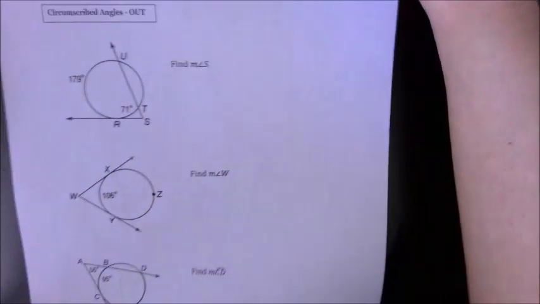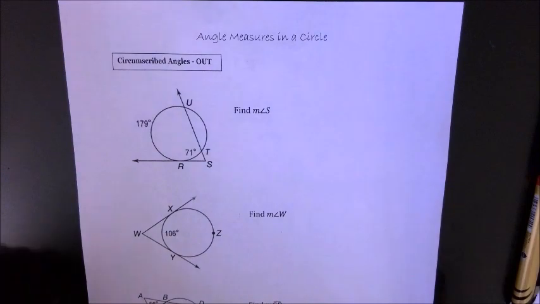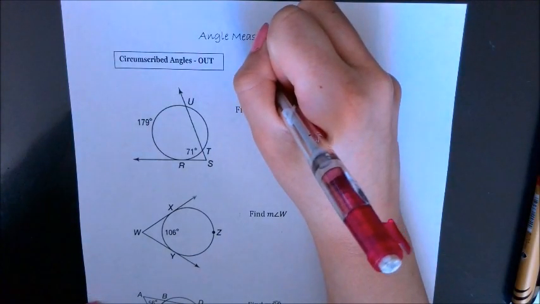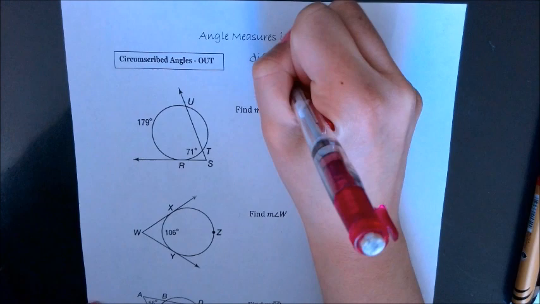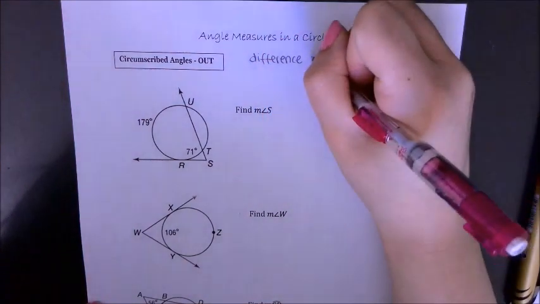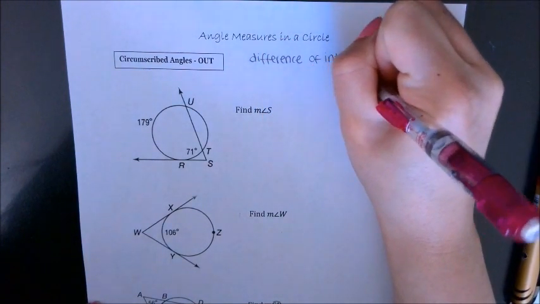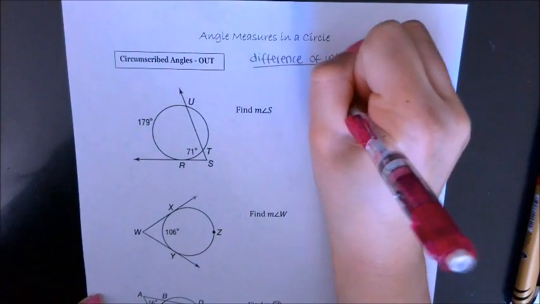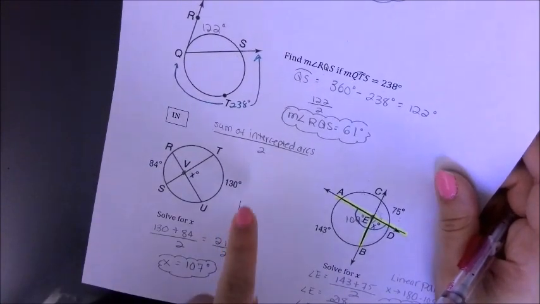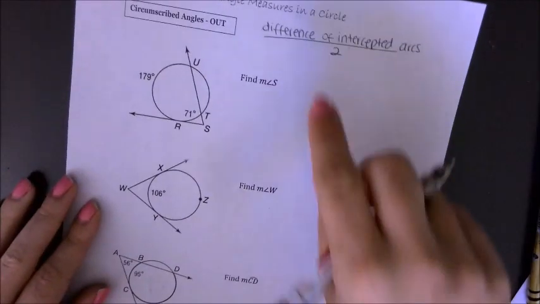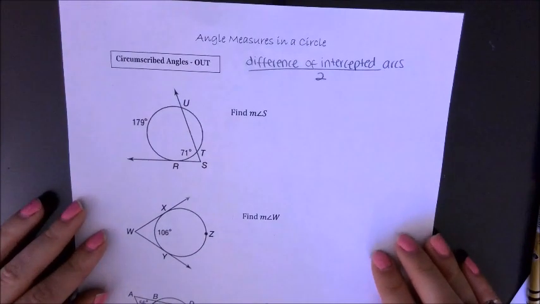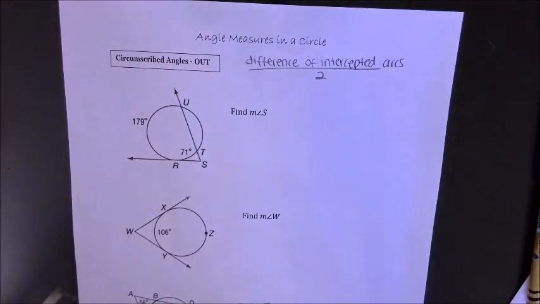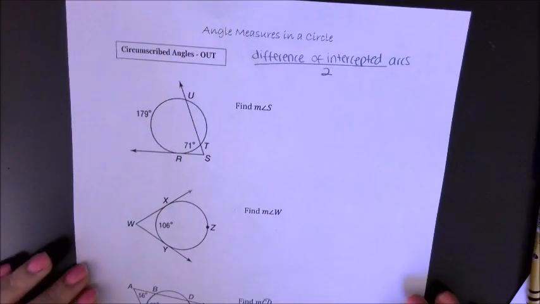So let's go on to our examples here. I'll just write it again here. It's the difference of intercepted arcs, and we're going to divide that by 2, so you're taking half of it. Last time, if it was in, it's the sum, meaning you're adding. If it's out, it's going to be the difference. Think about it: in and out are opposites, and the opposite of adding is subtracting. So that's what you're going to be doing here.